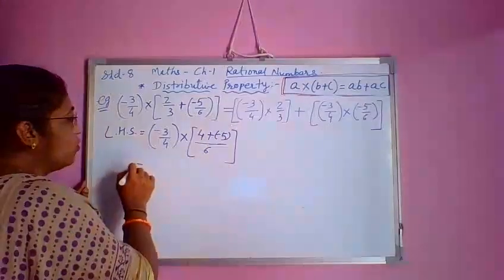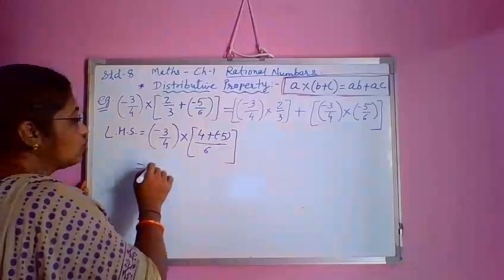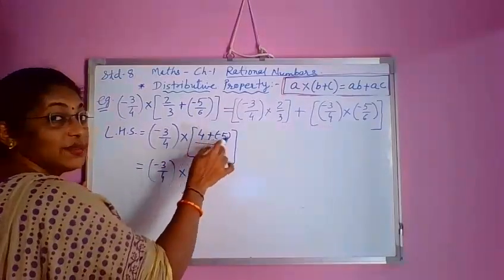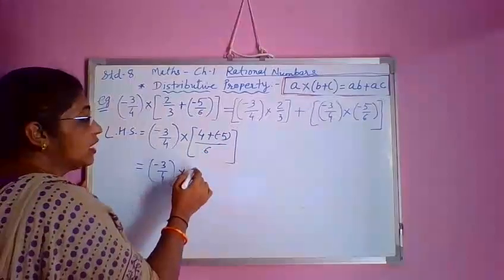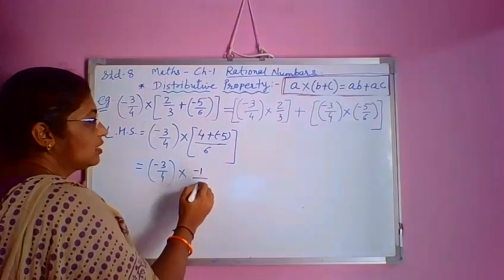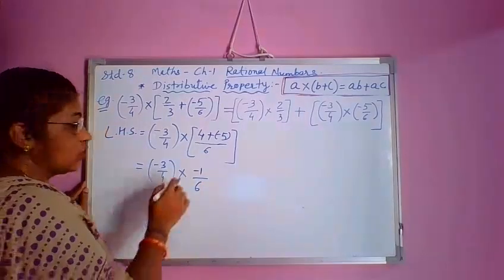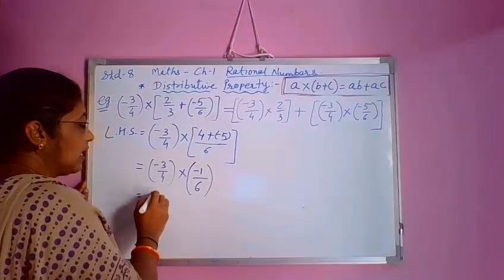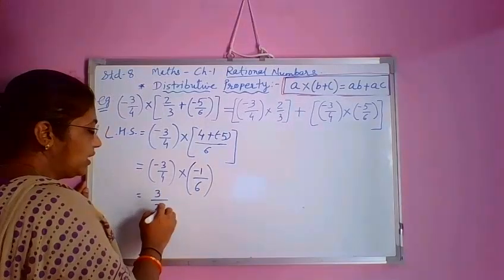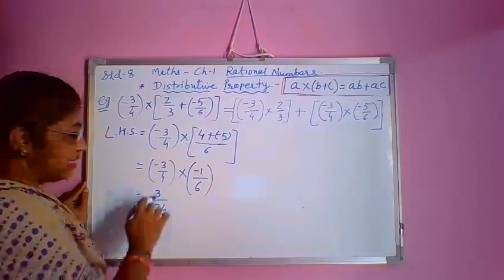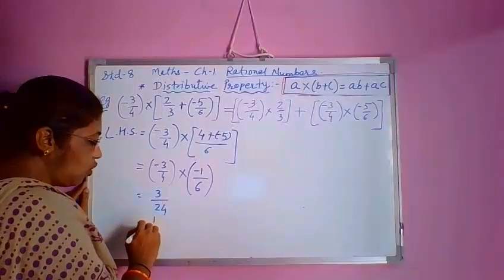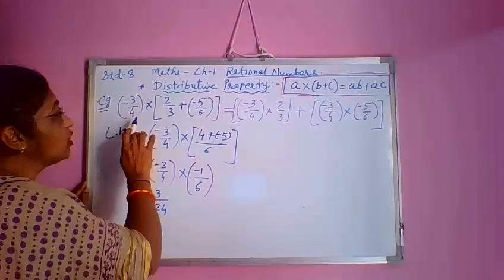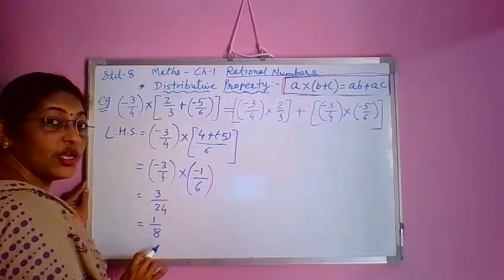Now let us solve this bracket. So minus 3 upon 4 as it is, multiplied by 4 plus minus 5, which will give minus 1 upon 6. So the solution of this is minus 3 upon 24 and that can be reduced to 1 upon 8. So here the solution of left hand side we have got is 1 upon 8.